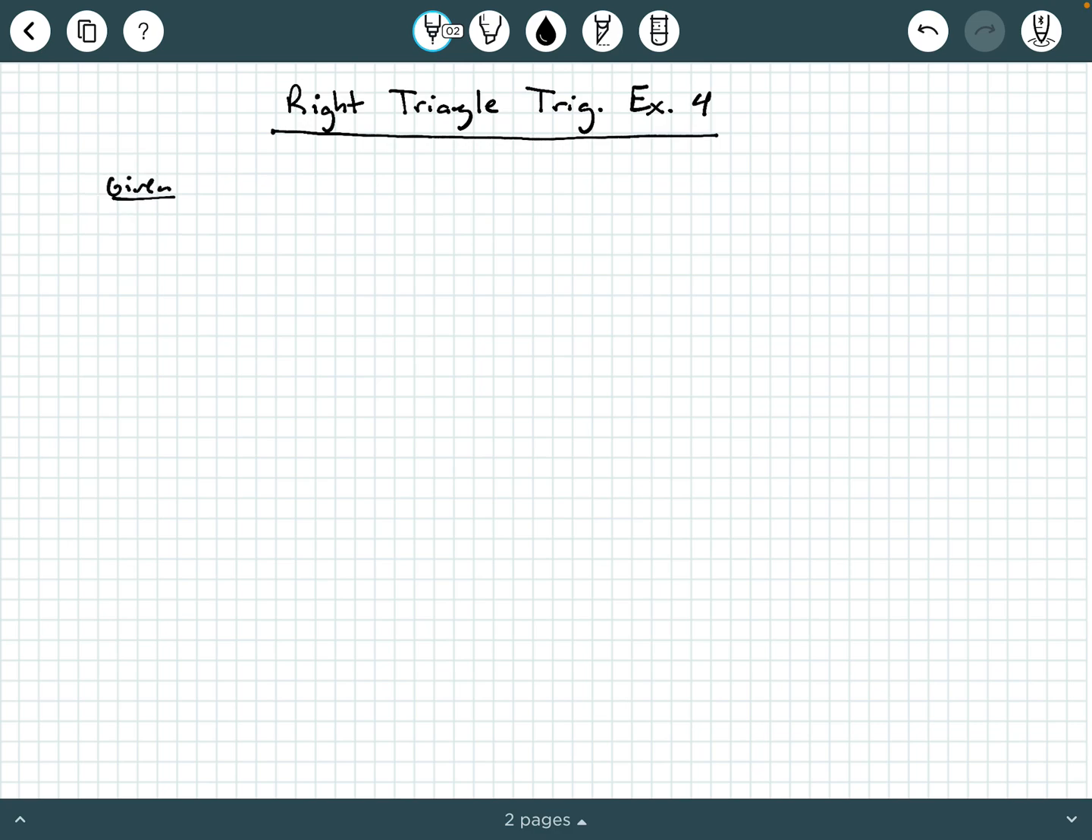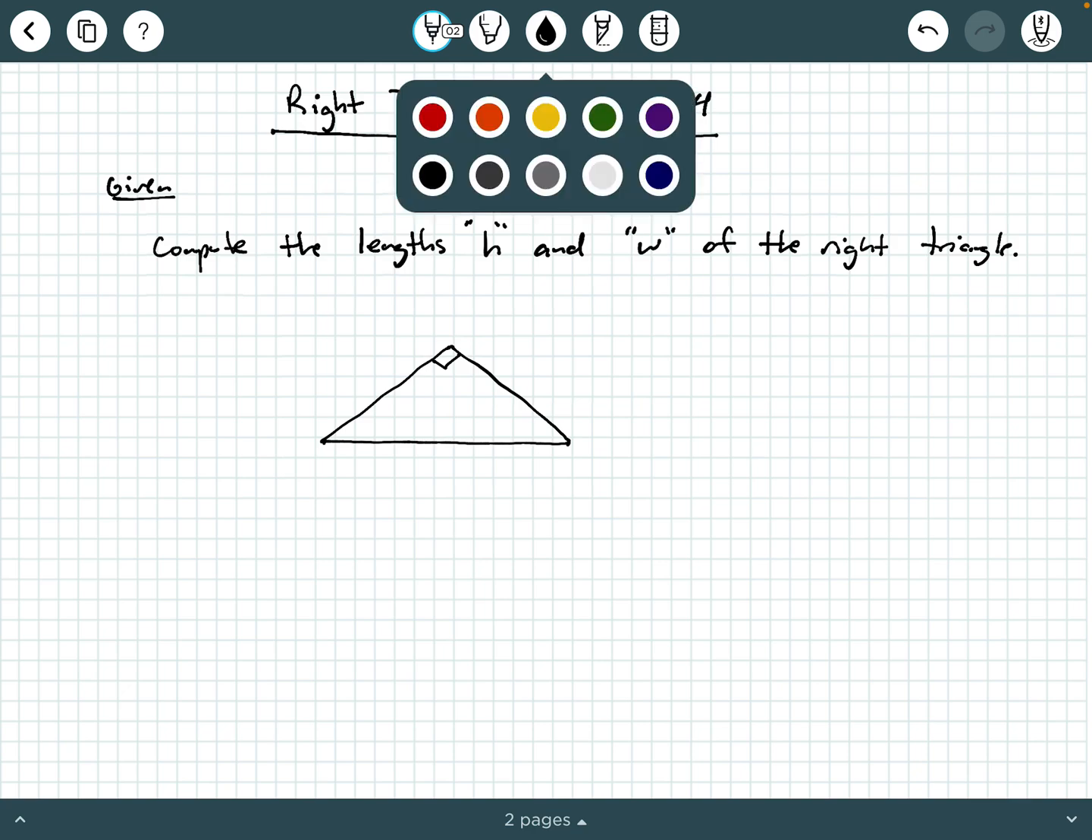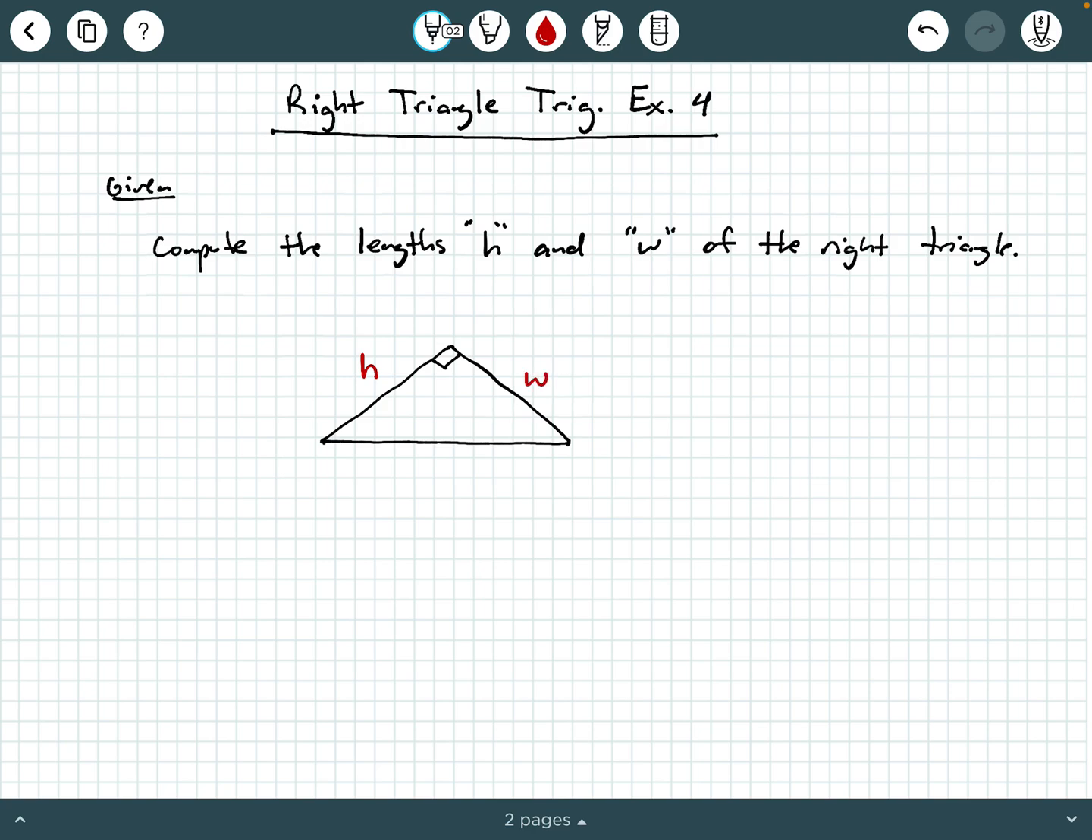In this example, we are going to be given a right triangle, and we're going to be asked to compute the lengths h and w of the right triangle. Okay? And so the right triangle we're given is going to look kind of like this. And our right angle is up here this time. So if you notice, this right triangle is oriented a little bit different than what we've seen in some of our other examples. We're going to have this length over here is h, and this length over here is w, and then the hypotenuse length is 25 centimeters.